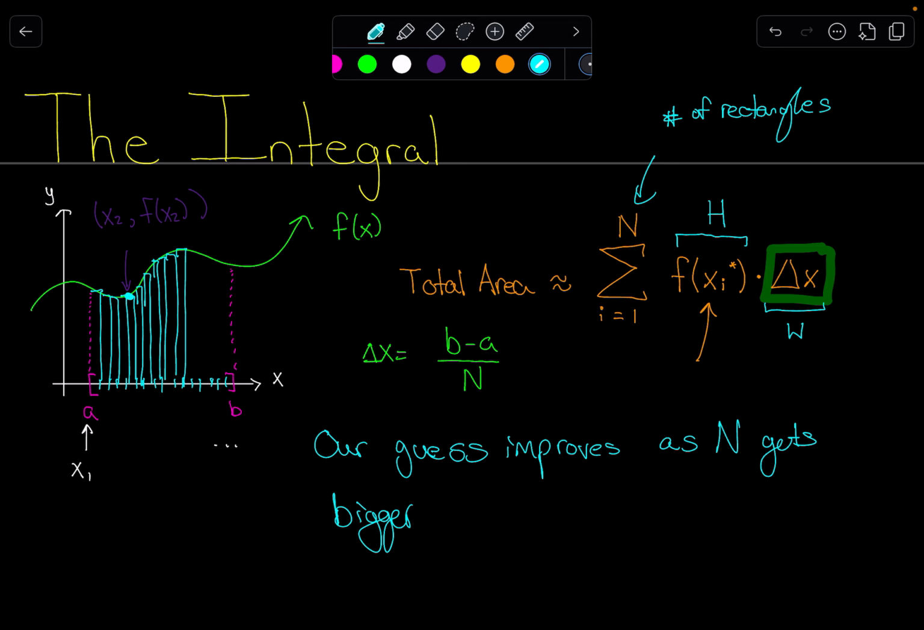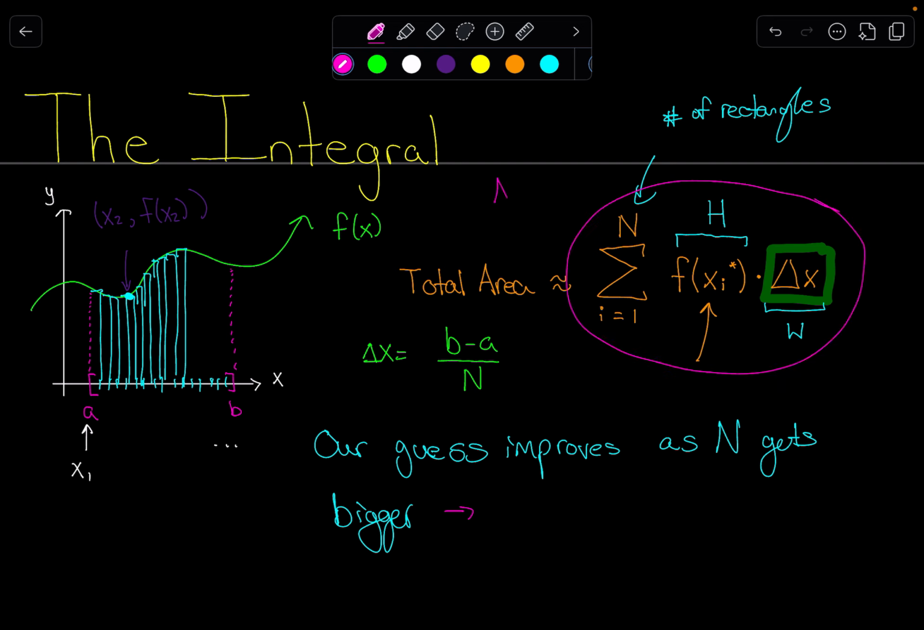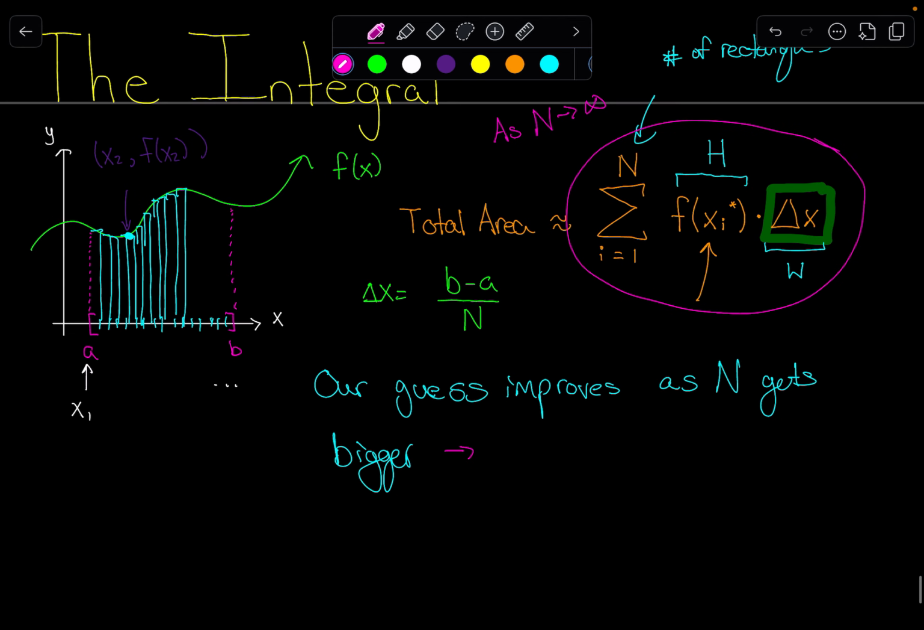The idea is that, in theory, what we're really talking about here is n approaching infinity. We're talking about examining what happens to this as n approaches infinity, as we, in theory, start to take more and more rectangles.